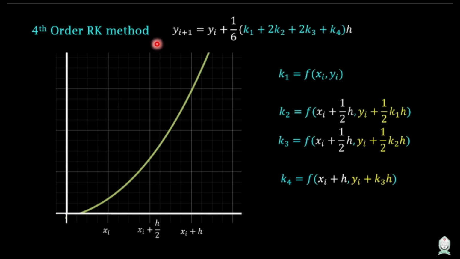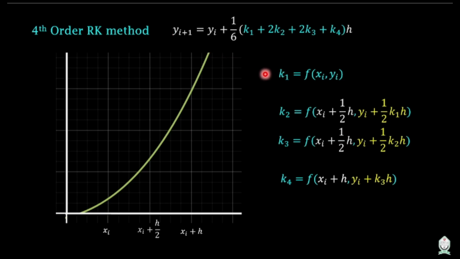Fourth order Runge-Kutta method has this formula for calculating the next iterative value of y of the function that we are trying to plot in the graph paper. In this function we can see that we will need values of k1, k2, k3 and k4 in order to find the next iterative value of y.